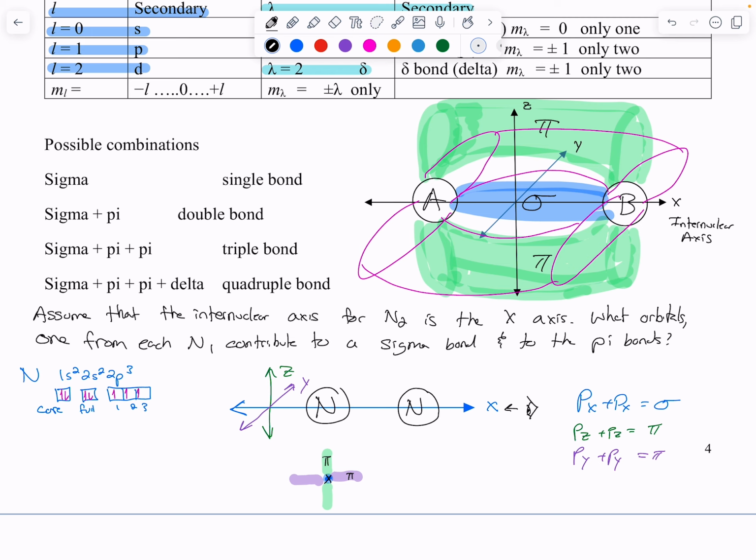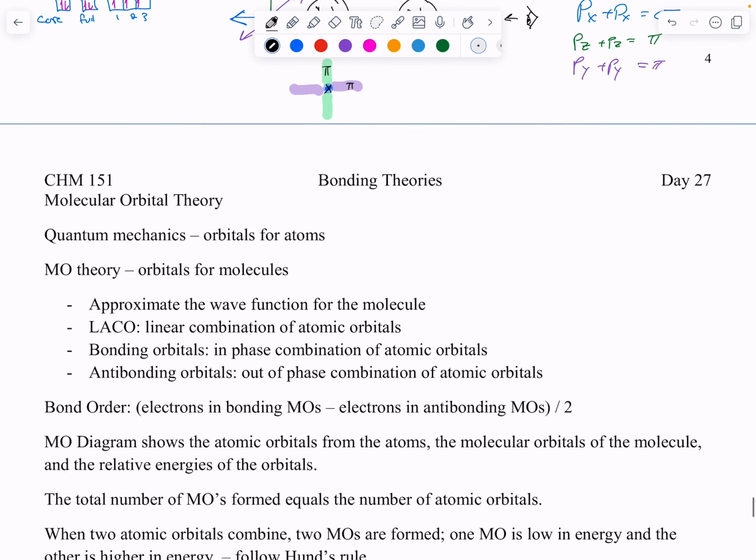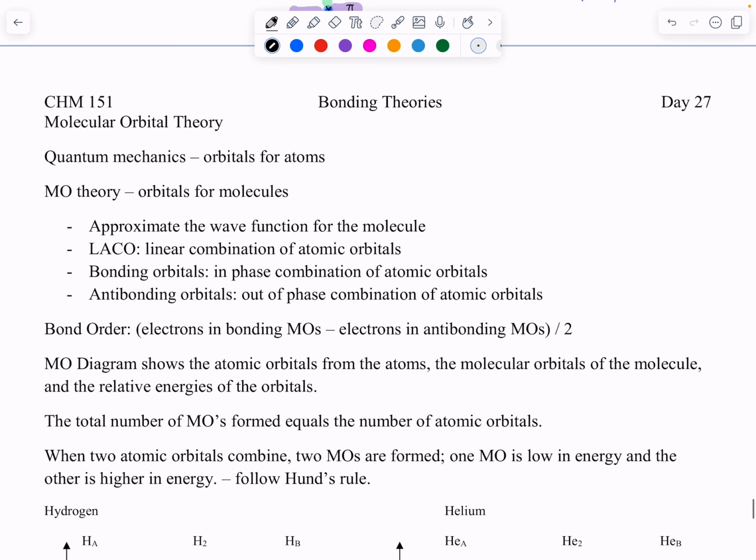I know it's very abstract. A lot of students struggle with this, and that's okay. It's not a major part of the course at this point, but I want to tell you it exists. All right, and that leads us to the next topic. Molecular orbital theory, MO theory. All right, again, this is not a huge part of the course, but it's very important.